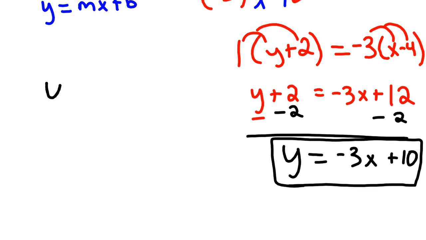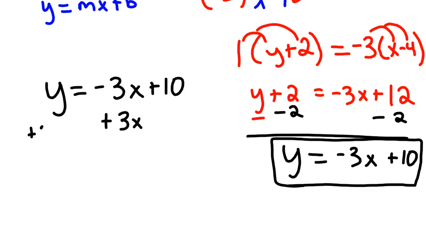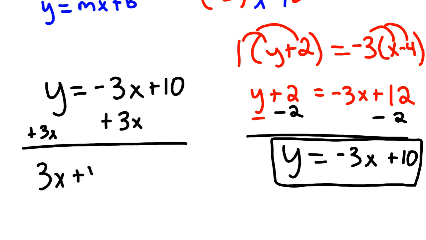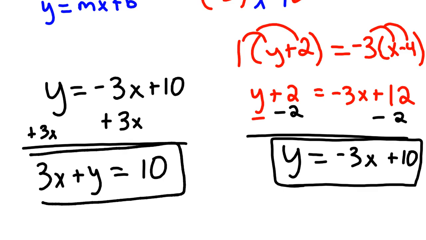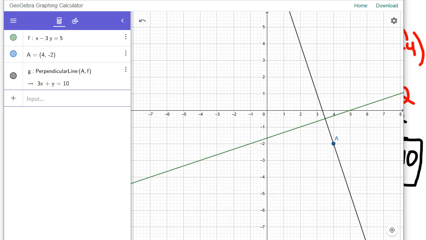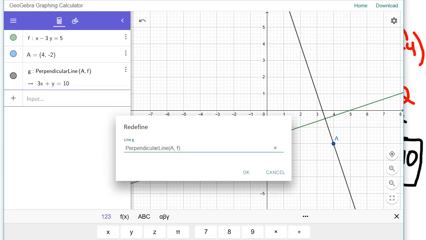And then if you take the other way, depending on what you are required to do on the test, you're going to add 3x over, and that puts us into standard form. So 3x plus y equals 10. And so there's your standard form of the equation. And if you check it in your graphing calculator, that's what we ended up with. 3x plus y equals 10. That black line. We found that equation.